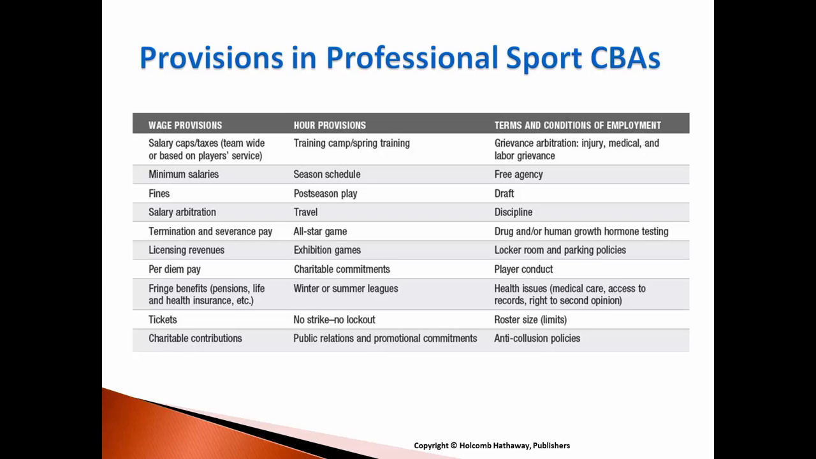Salary caps are, of course, one of those provisions, and we'll talk a little bit about that. There are also hour provisions as far as training camp is concerned, and spring training. There are some terms and conditions of employment. One of those, of course, is that there can be grievance arbitration if there's an injury or medical or labor grievance. Minimum salaries are another thing that they can negotiate on, as well as the season schedule and free agency. So all of these are provisions that can be discussed in the collective bargaining agreement.